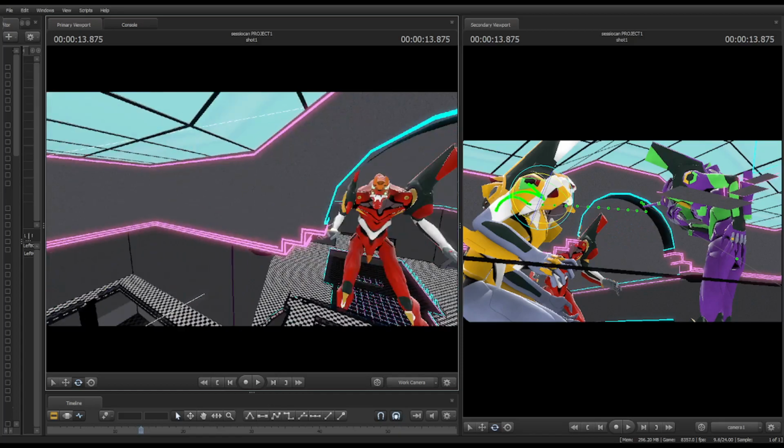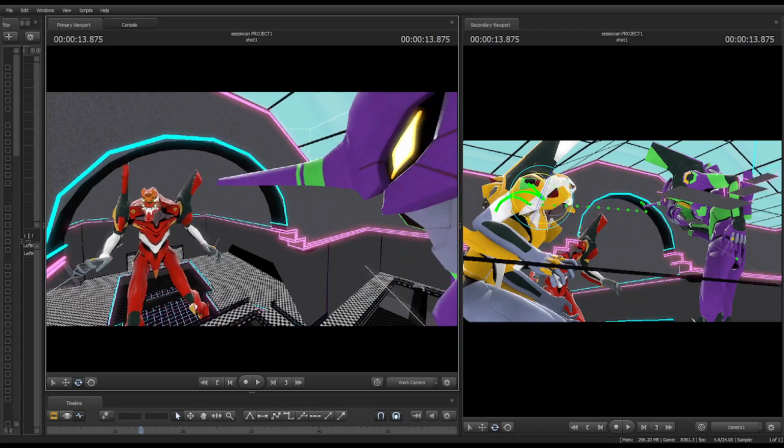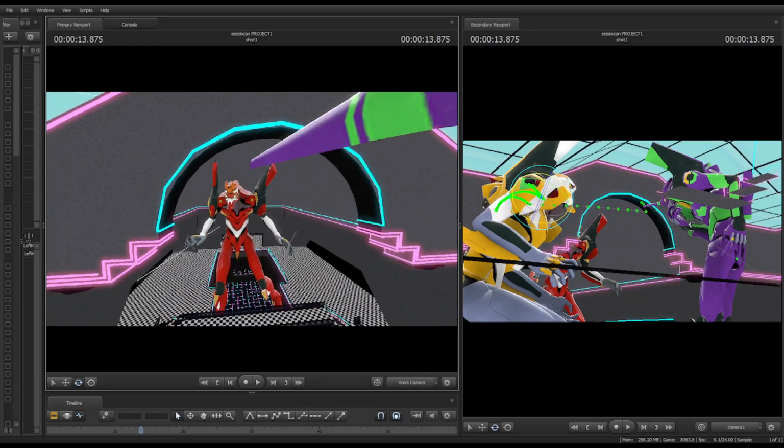Now is the Unit 3, Unit 2, still looking at her.